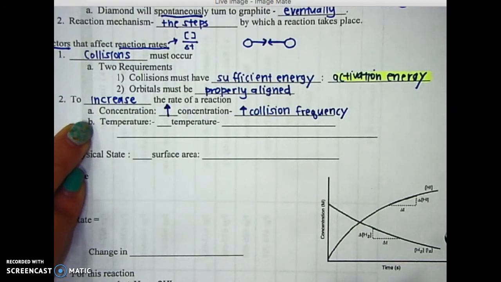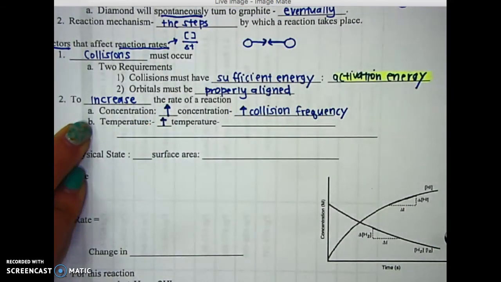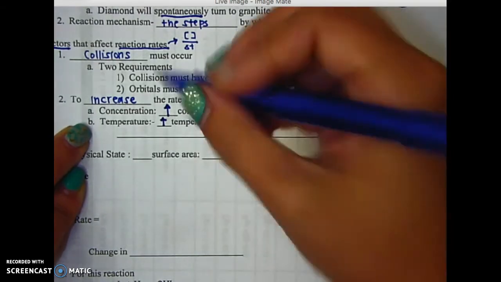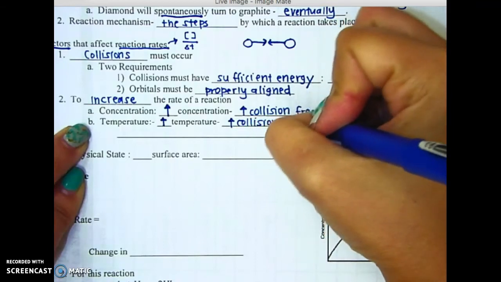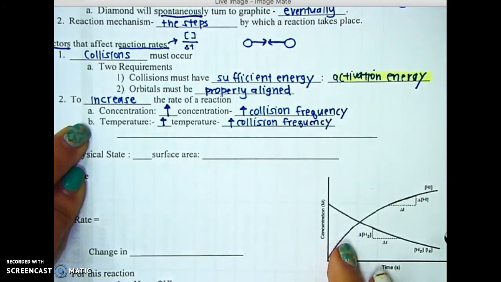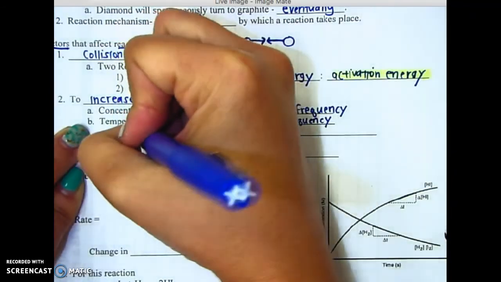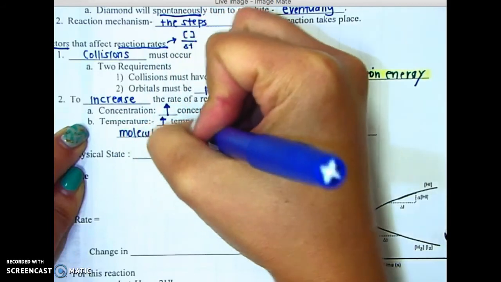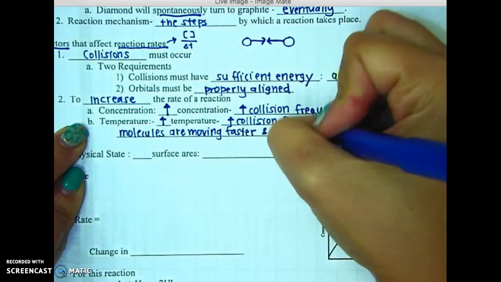And another way that you guys could increase the rate of a reaction is to take the temperature of something and increase it. And if you up your temperature, basically your frequency of collisions are going to go up again because you have molecules that are moving faster and the collisions also have a lot more energy to them. So let's go ahead and summarize that out. You're going to up your collision frequency because your molecules are moving faster. And thus, your collisions also have a lot more energy to them.